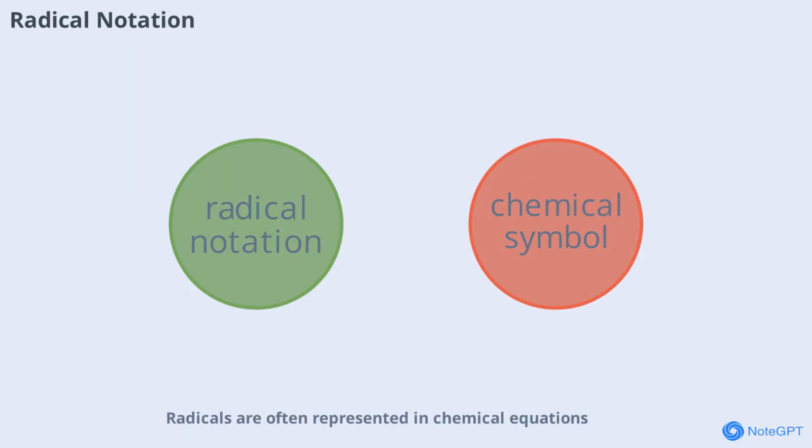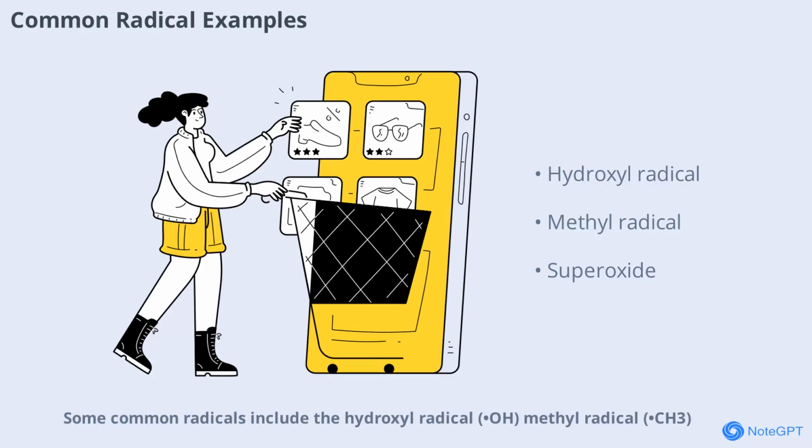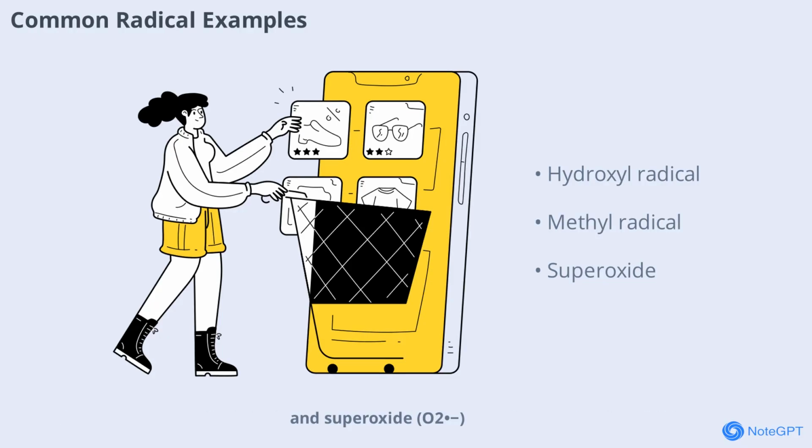Radicals are often represented in chemical equations with a dot next to the symbol, indicating the unpaired electron. For example, the hydroxyl radical is written as O with a dot. This notation helps chemists quickly identify radical species in reactions. Some common radicals include the hydroxyl radical, methyl radical CH3, and superoxide O2-. Each has unique properties and roles in chemical and biological processes. Recognizing these radicals is important for understanding their impact.